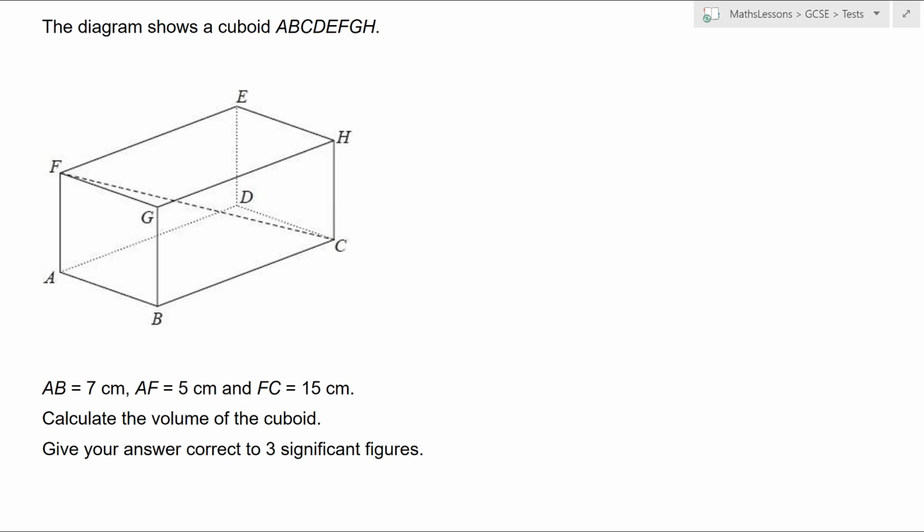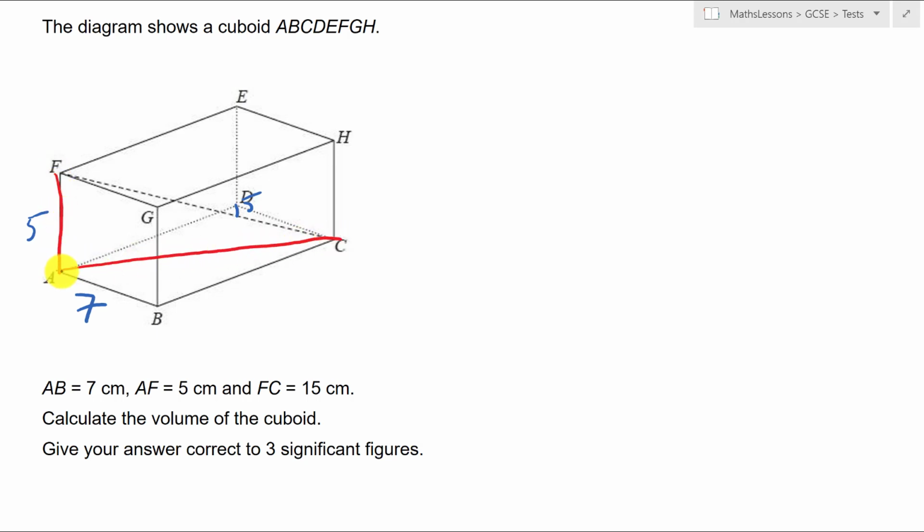Right, in this question, the diagram shows a cuboid, A, B, C, D, E, F, G, H, and we're told the length of AB, so AB is 7, and we're told AF is 5, and we're told FC, this diagonal here, is 15. And we want to calculate the volume of the cuboid. So we've got the 5 and the 7. We need this BC.